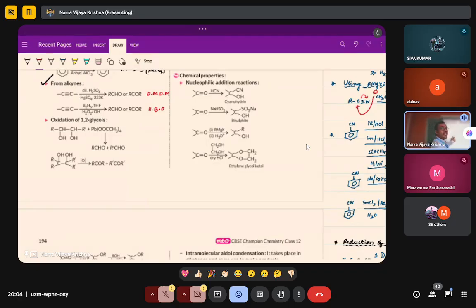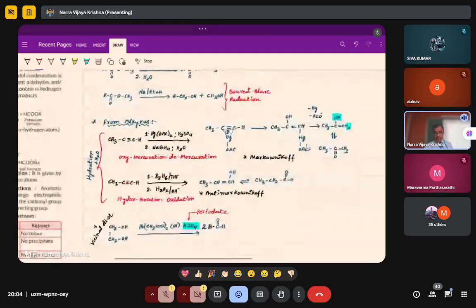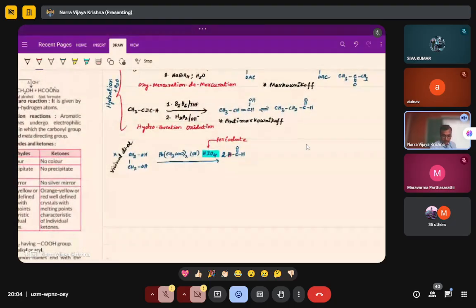Two OH groups on adjacent carbons. We are using lead acetate or HIO4. In both cases, what happens? The C-C bond will break. If the C-C bond breaks, this converts into an aldehyde, and that also converts into an aldehyde. Right? They have taken lead tetraacetate. Of course, I have taken lead diacetate. Let us take this also as lead tetraacetate.